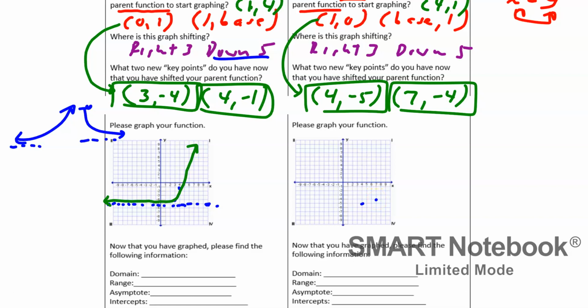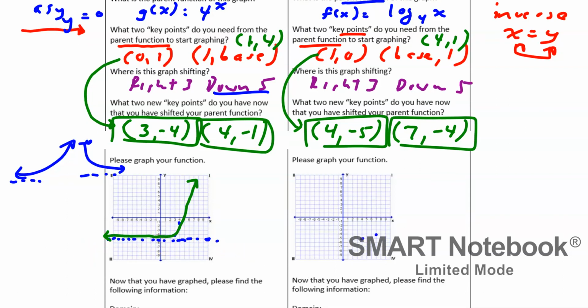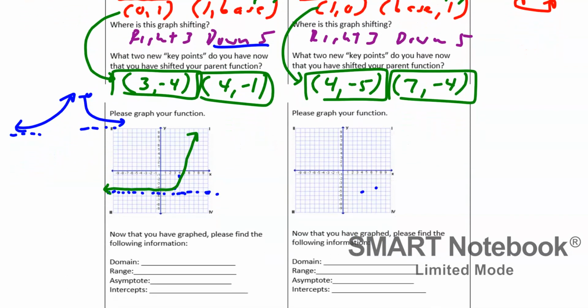For the parent function of a log, if the parent function of an exponential has a horizontal asymptote, that means that the asymptote for a parent log function is a vertical asymptote. The vertical asymptote for the parent function starts at x = 0, but if we are shifting to the right 3 units, that means now my vertical asymptote is at x = 3. So my graph would look something like this, close to the asymptote. Connect your points, and your graph goes forever there to the right.